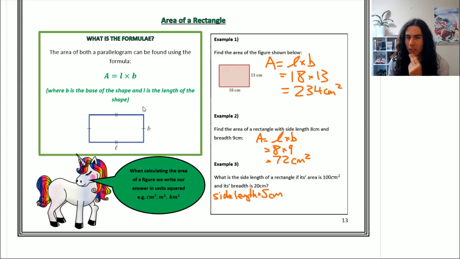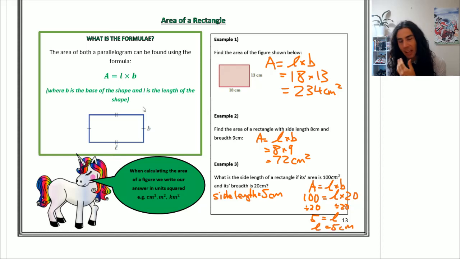It would be equations. You'd be like, okay, area equals the length times the breadth. We've got the 100. The length, we don't know. The B is the 20. And you divide both sides by 20, because that's how you get the L by itself, and you get 5 is equal to L. L is equal to 5, and put in centimeters. Yeah. Long. Hopefully we won't get too many questions like that.